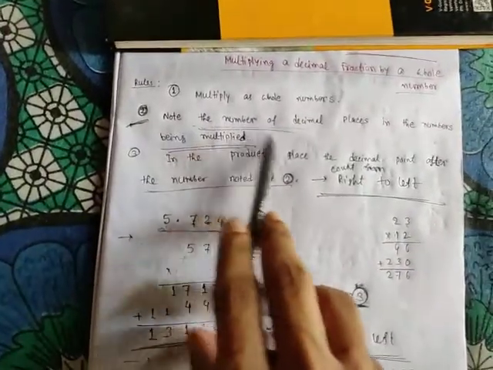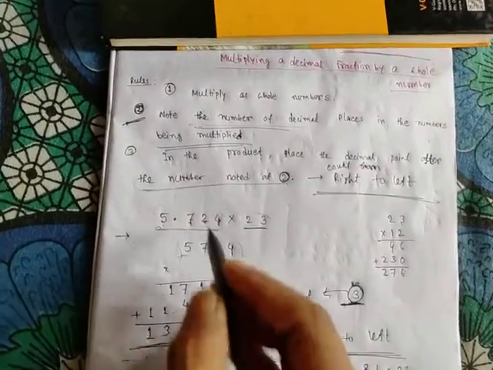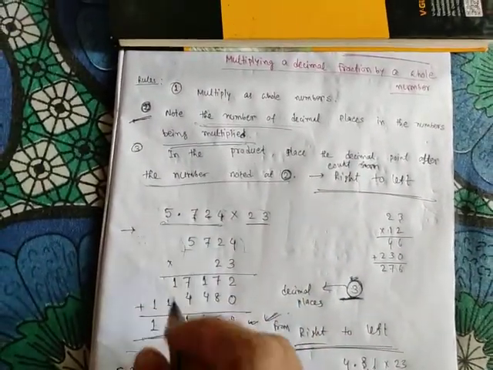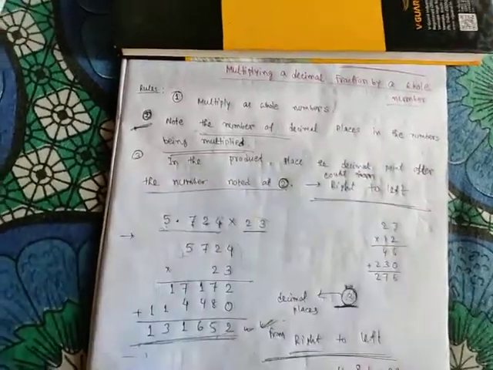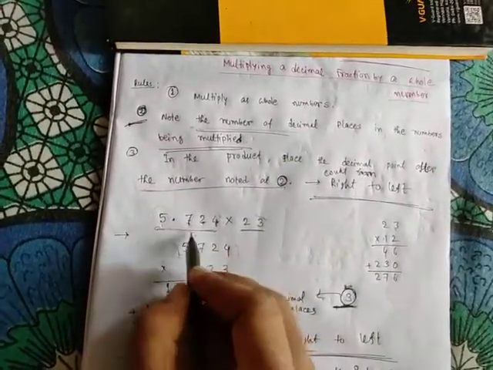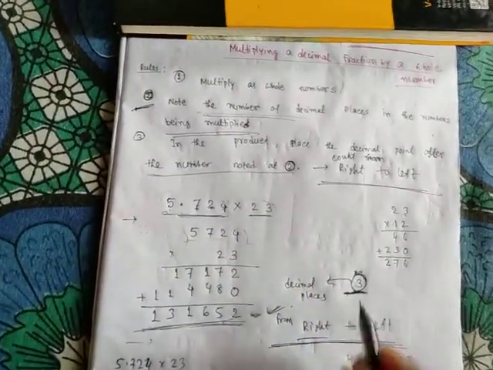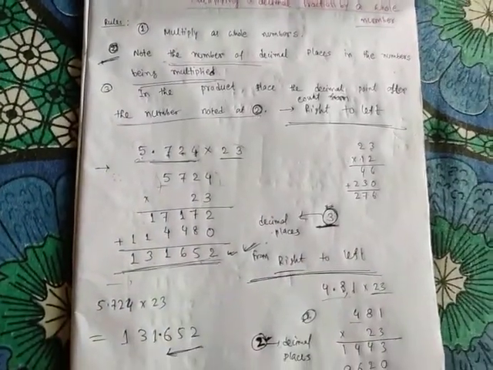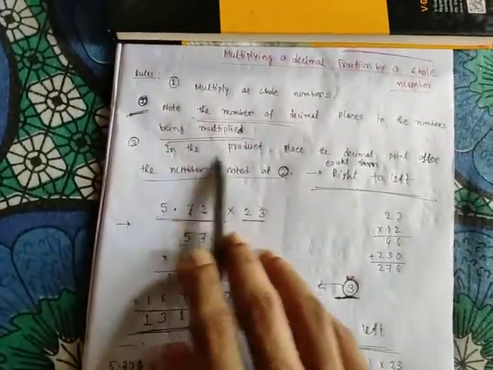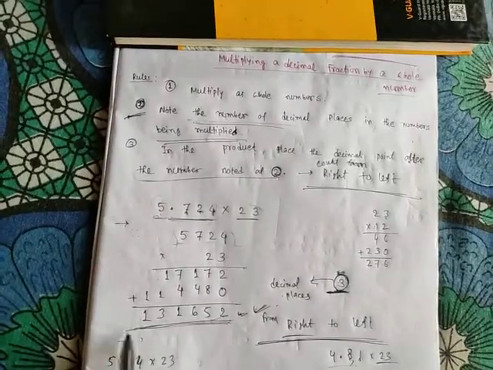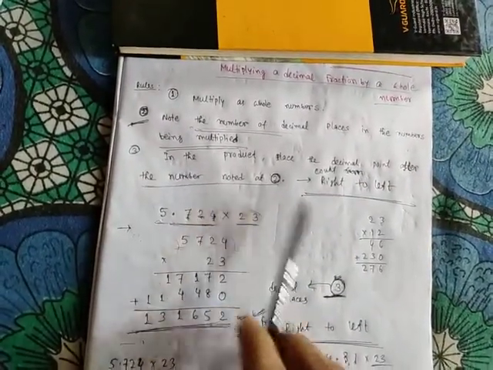Acha, next, note the number of decimal places in the numbers being multiplied. So see here, how many digits are in the decimal part? That is called the decimal places. So here you see, this is the decimal part, 0.724. So 1, 2, 3. There are 3 decimal places. Next, come to the third point. In the product, that means this, place the decimal point after the number noted at 2.